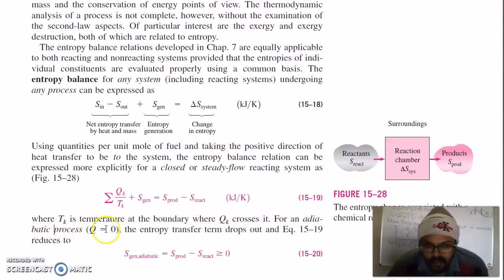For an adiabatic process Q is 0, so the entropy transfer drops out. Heat transfer is 0. So S generation is equal to S product minus S reactant, which is always greater than 0.